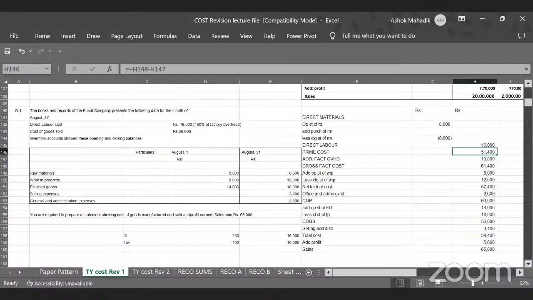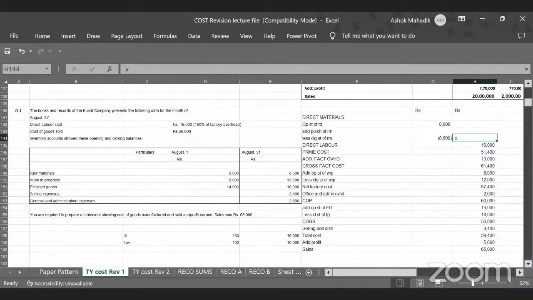Okay. Now, as I told you, in prime cost we have only two items. Which are those two items? First is direct material and second is direct labor. Material figure is missing, right? But direct labor amount is available. So addition of these two is 51,400. So obviously from 51,400 if you remove 16,000 you will get material amount.